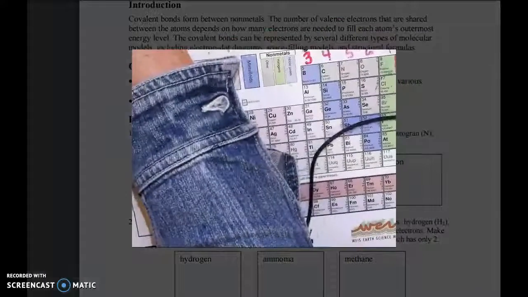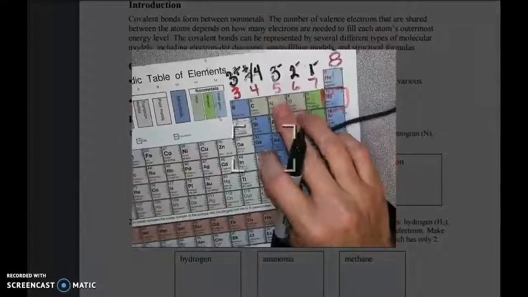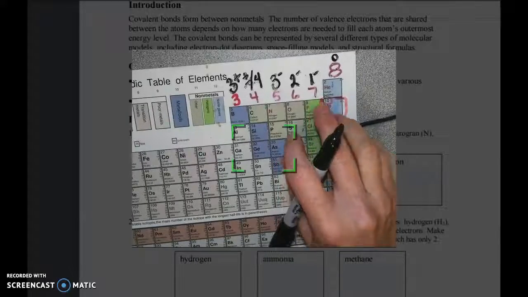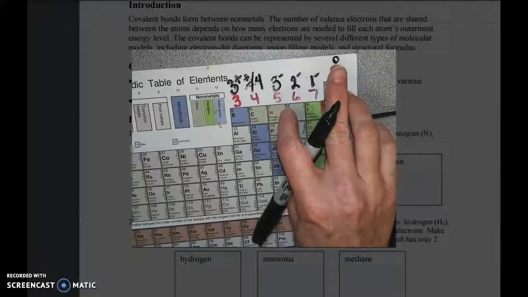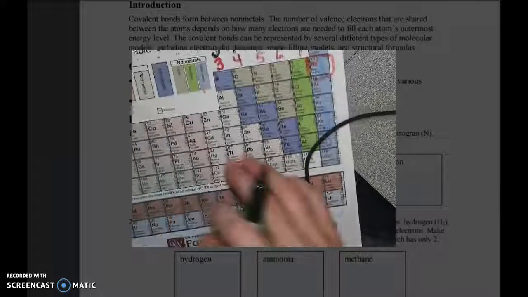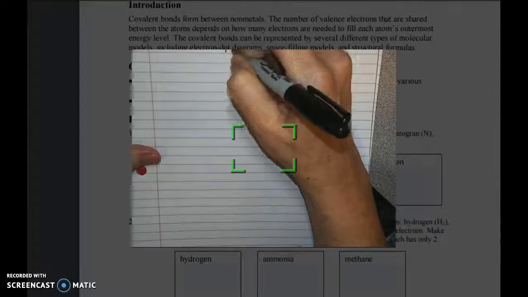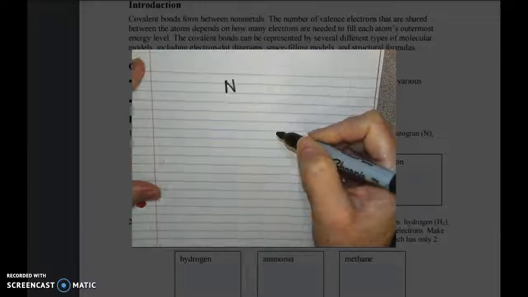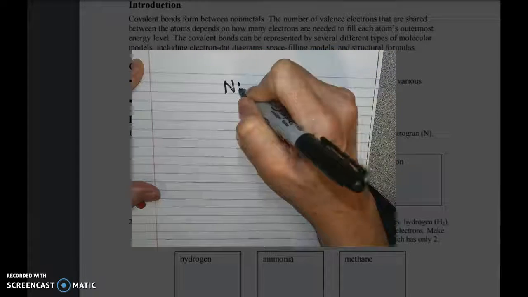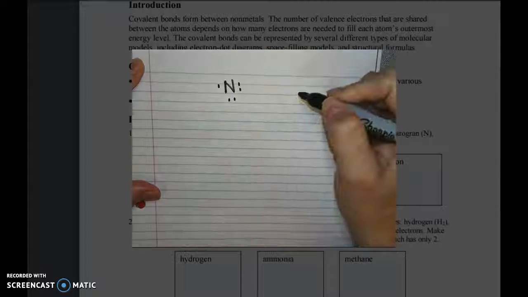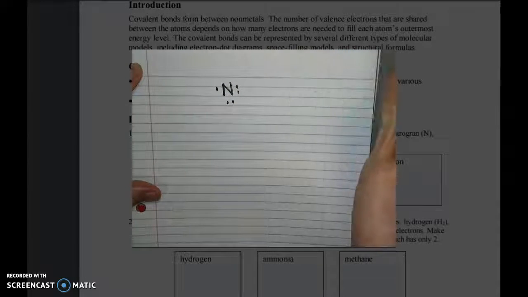I'm sorry, I forgot which ones they were. Go back to the periodic table. We're going to look at nitrogen. Nitrogen has 5 valence electrons in red here. So in order to make my electron dot or Lewis dot structure for nitrogen, I'm just going to put an N, and I'm going to place 5 dots around my N. And that's what I do.